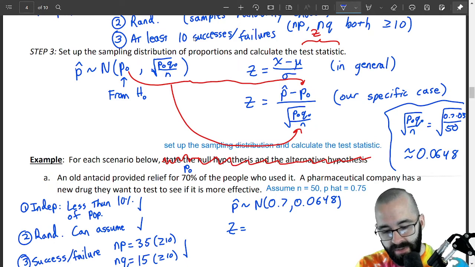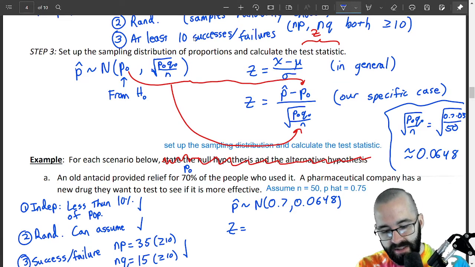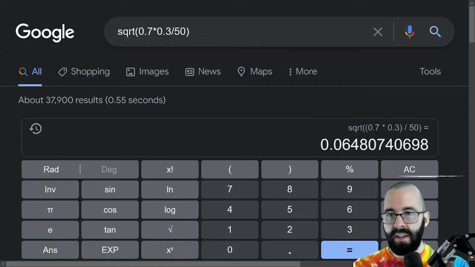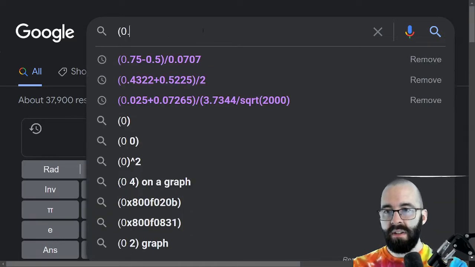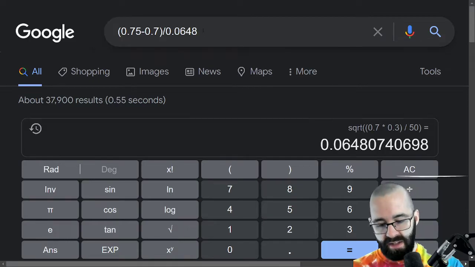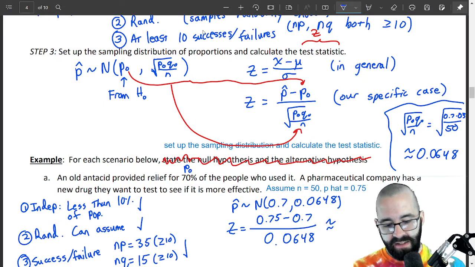So our test statistic is our p hat, just 75%. How far away is that from our assumption, just 70%? Divide that by the standard error, which is 0.0648. Our test statistic is this fraction. Make sure to use parentheses: 0.75 minus 0.7, divided by 0.0648. It's about 0.7716.